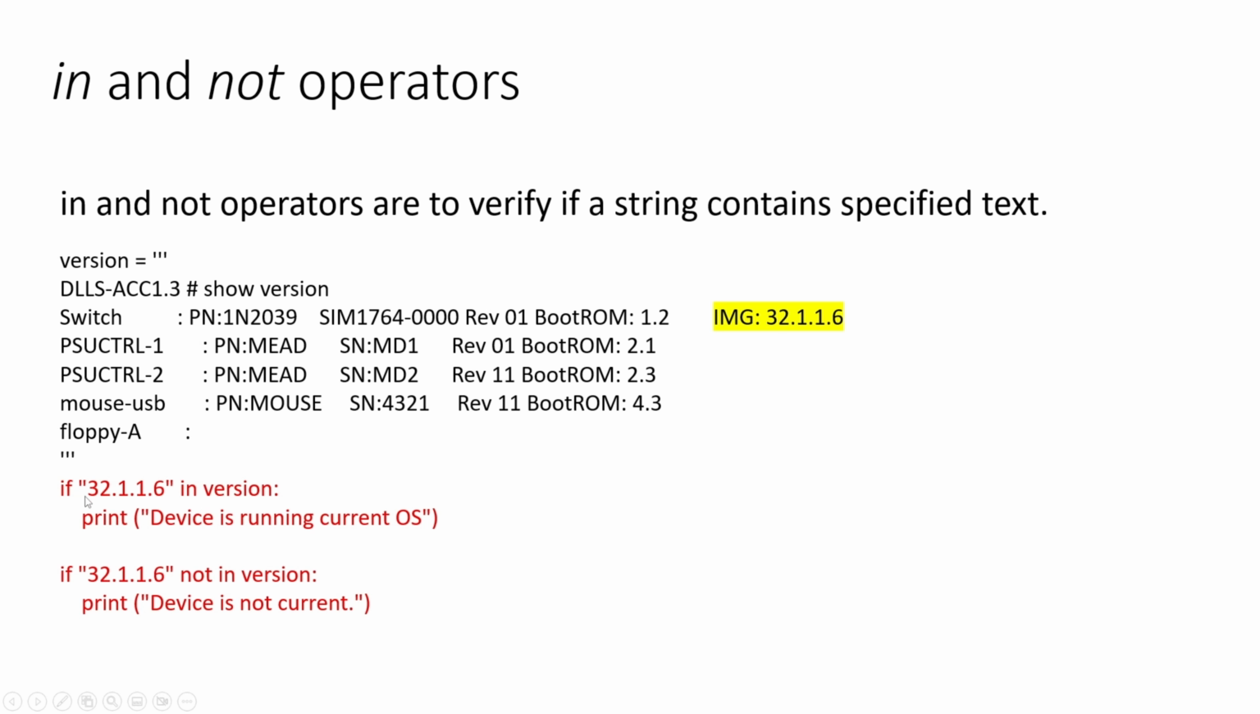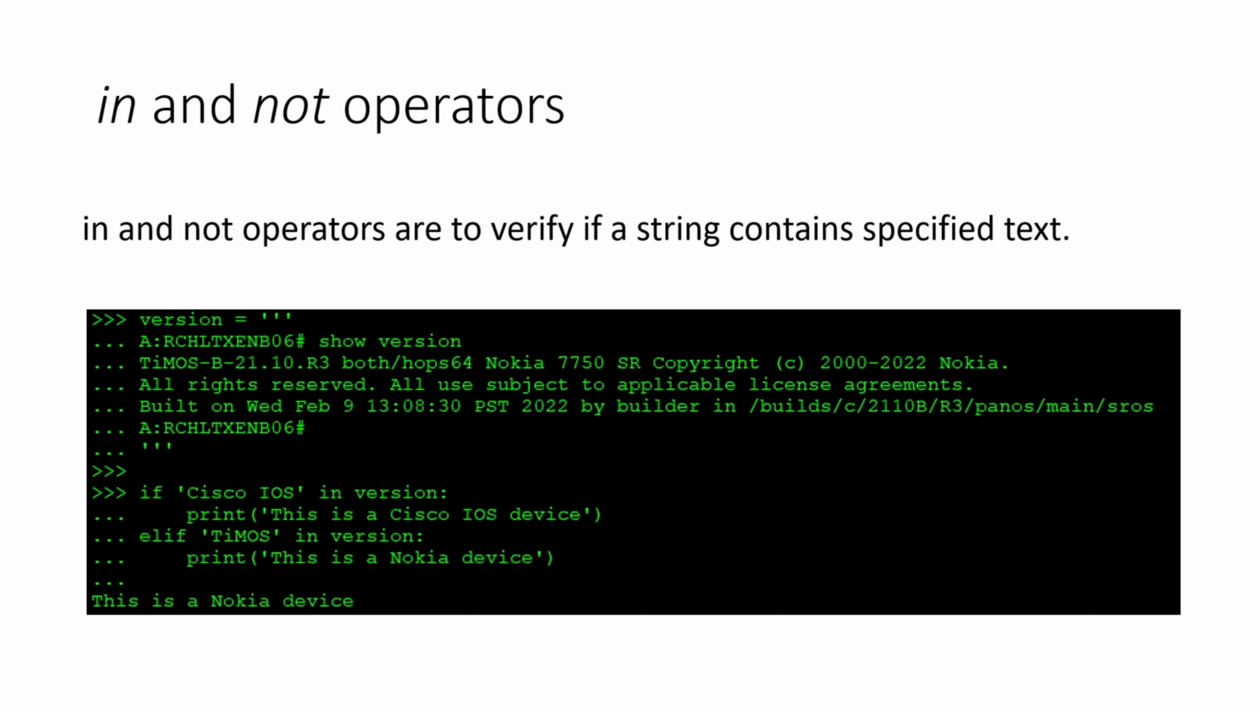So if I want to see if a device is current, I can use the condition statement if, followed by the string, is in, and version represents this multi-line string. What this will do is simply print that I'm running the current iOS. And if I don't find this string within the output of this command or in this variable, then I can print a statement saying the device is not current.